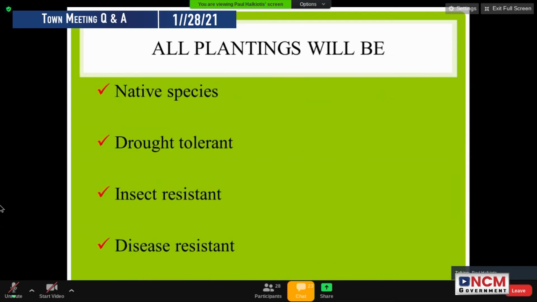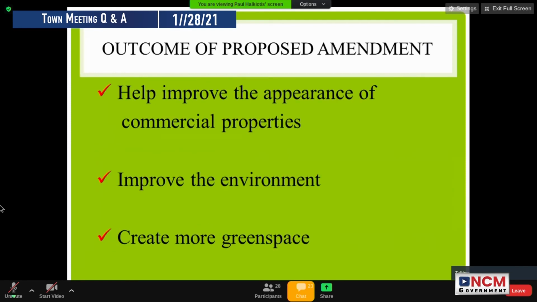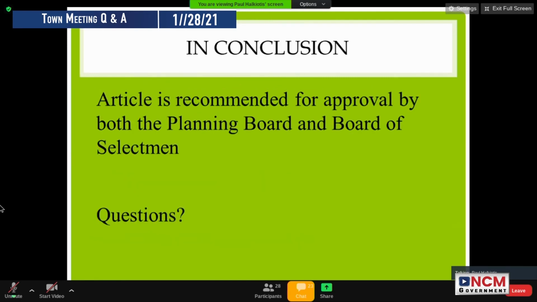The bylaw doesn't really mention some of the basics of landscape design, and these are things that we want to get into the bylaw and require: native species, drought tolerant, insect resistant, and disease resistant species. It'll help improve the way these commercial properties look. It'll help improve the environment, and it will create some more green space.